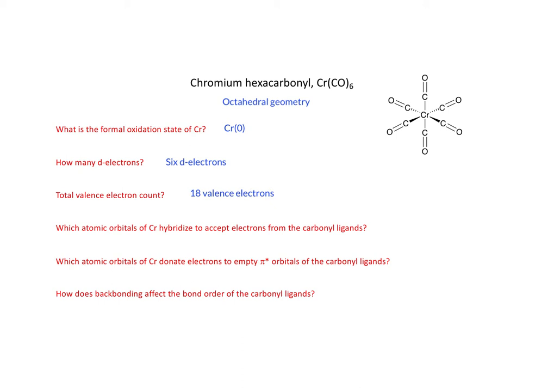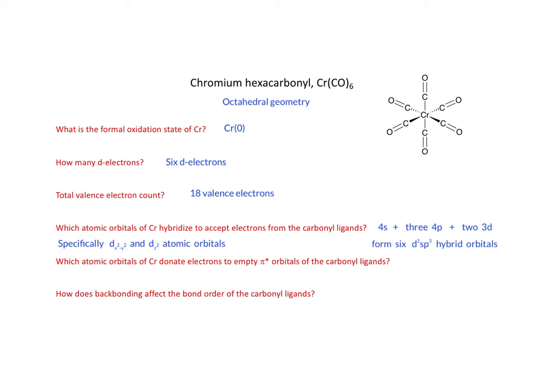In order to accept electrons from 6 ligands, there must be 6 orbitals available. So this requires the 4s and 4p orbitals, as well as 2 of the 3d orbitals of chromium to hybridize in a d2sp3 hybridization. Specifically, the d orbitals are likely the x square minus y square orbital and the z square orbital, along with the px, the py, and the pz orbitals.